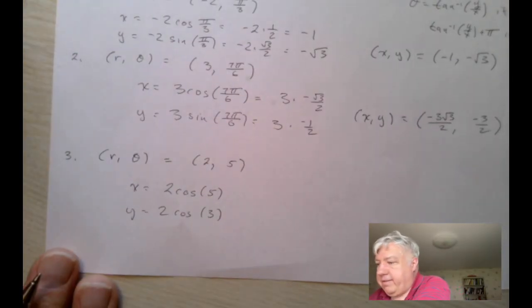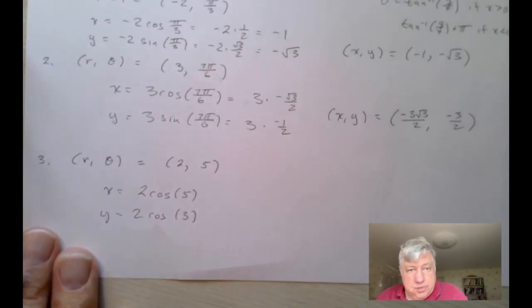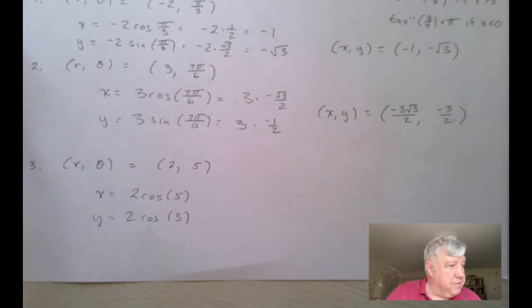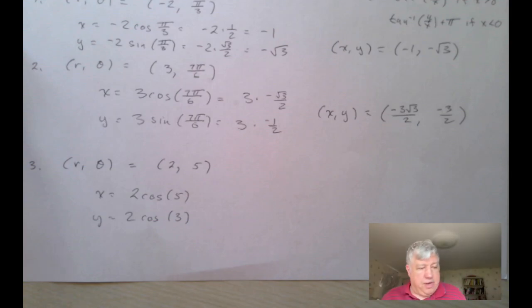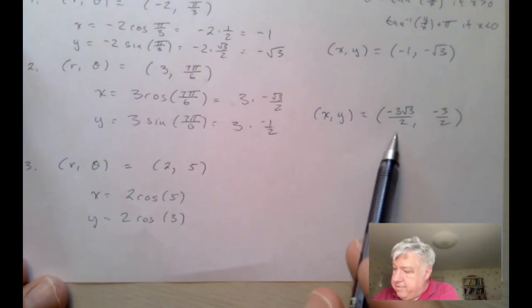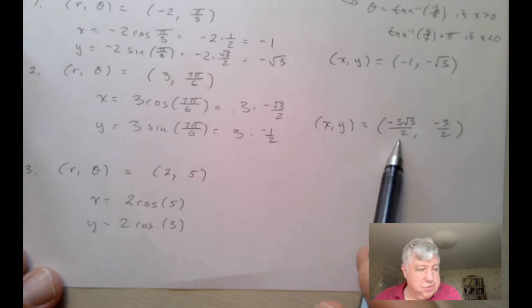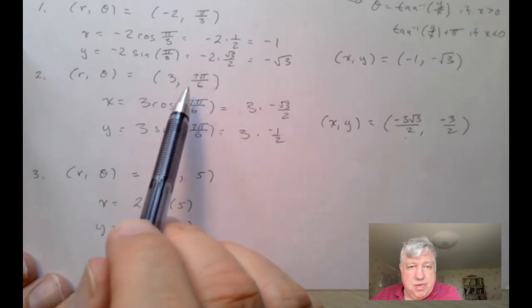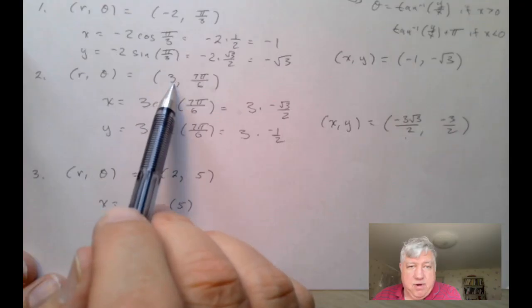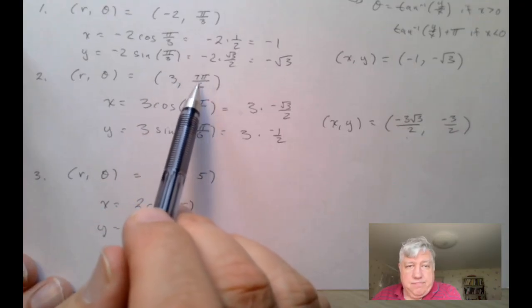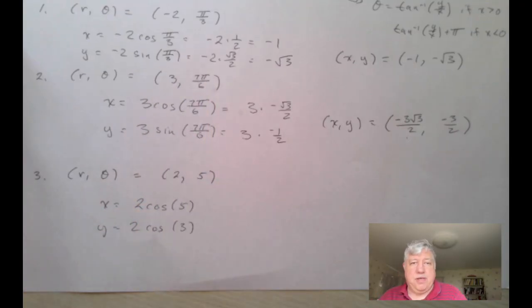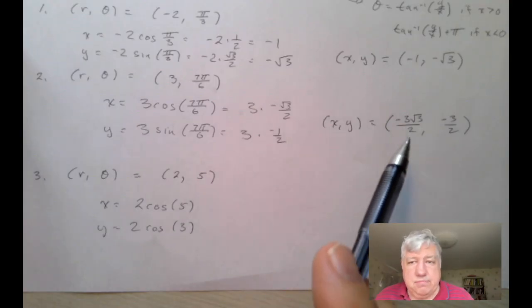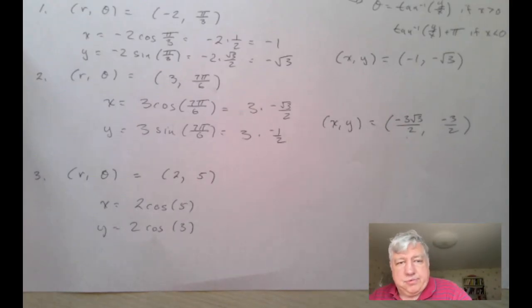Okay, here we are again. Hopefully you got this first part. Plugging everything in, we get negative square root 3 over 2, negative 3/2. And sure enough, we have a positive value of r, and 7 pi over 6 is in the third quadrant, so this point should be in the third quadrant.